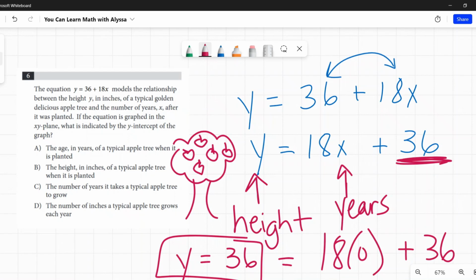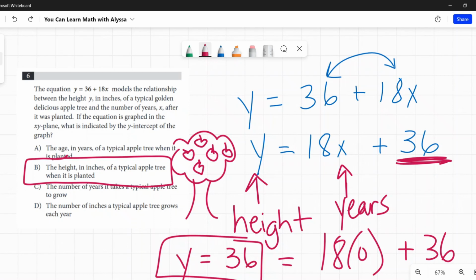Okay, with that fact in mind, let's look at their options. A: the age in years of a typical apple tree when it is planted. No, there's nothing that tells us this would be 36 years old. B: the height in inches of a typical apple tree when it is planted. Ooh, I think we have our answer. Because, as we said, when it's been 0 years, no time has passed since it's been planted, our formula says it is 36 inches tall. So no time since it's been planted means it just got planted. So the height in inches when it is planted is 36.